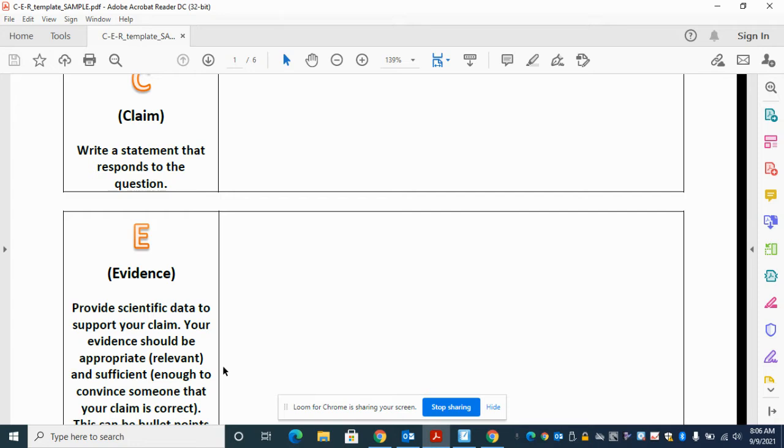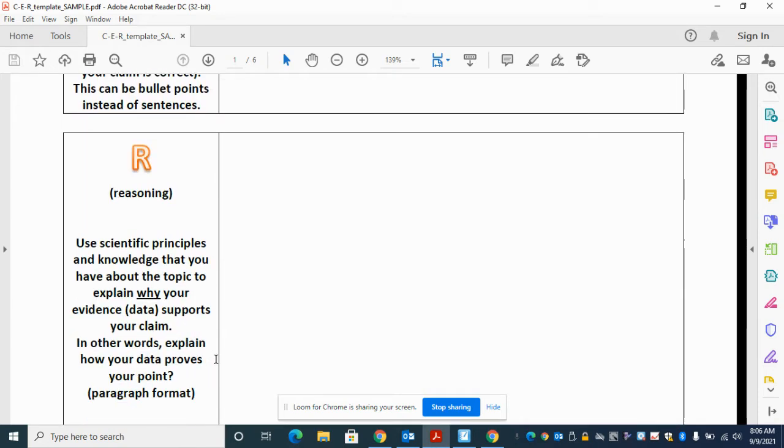So if we just make a claim and we don't have any evidence, then it's a baseless claim. So we must have research and data that supports the claim that responds to that question. And finally, we have the reasoning section of our CER scenarios. Reasoning ties up your evidence to your claim. So it's usually based on a scientific principle or knowledge of a scientific concept.